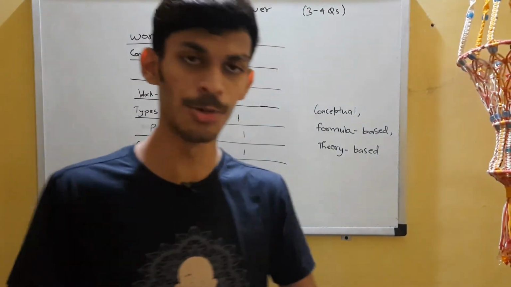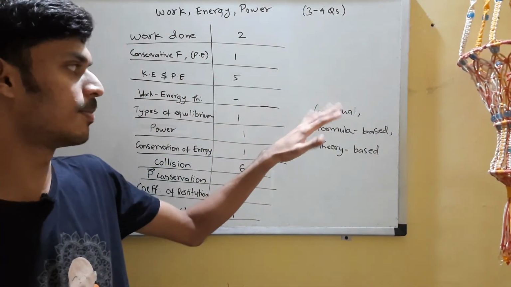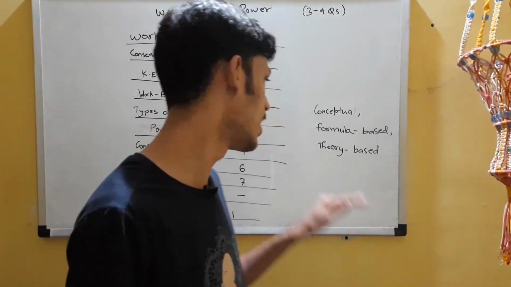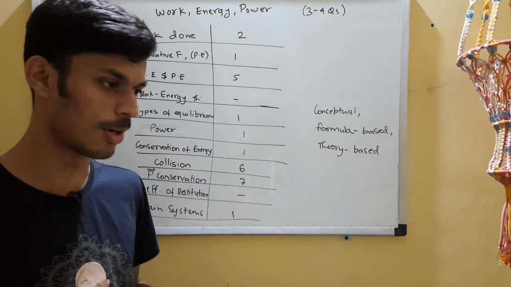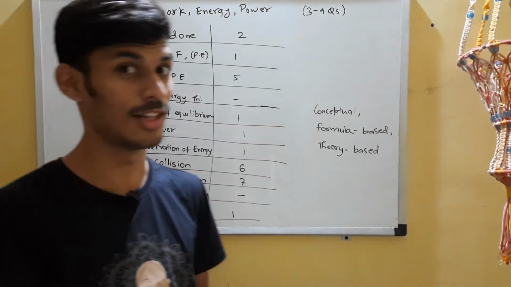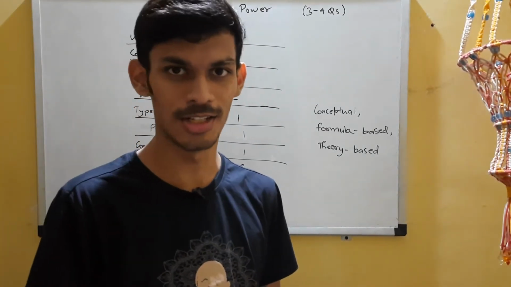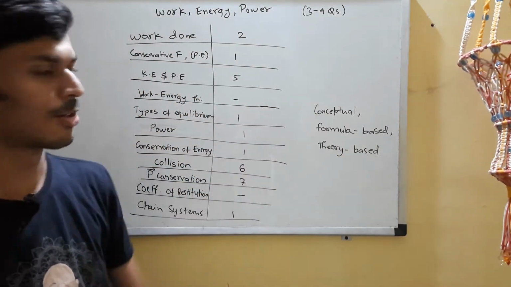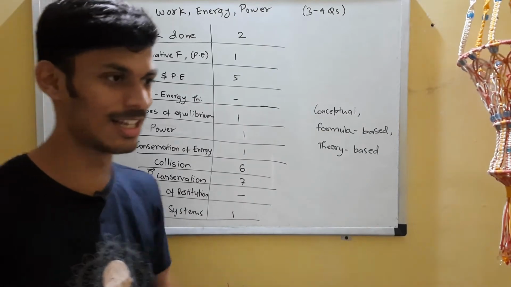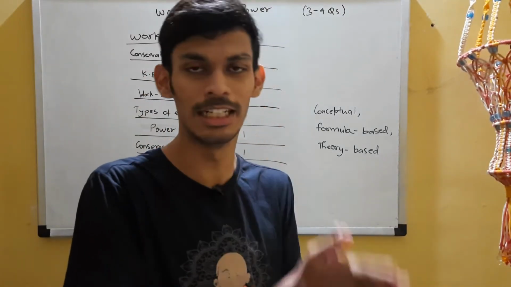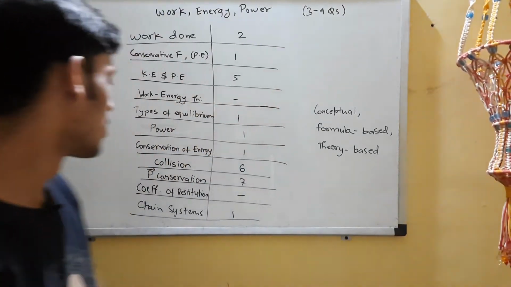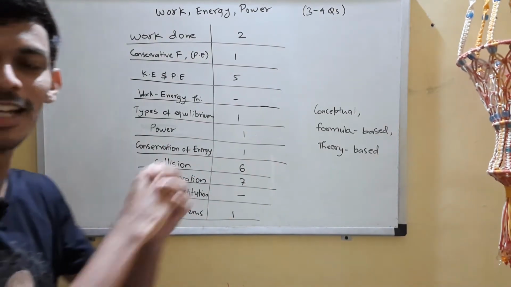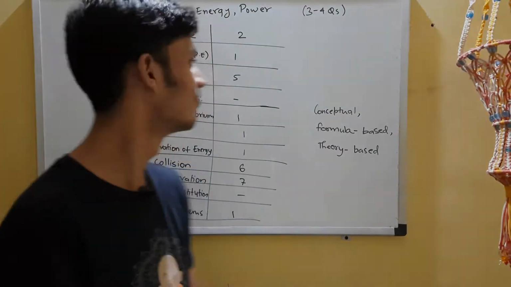Majorly you should focus on the conceptual part of this chapter. You should also learn the formulas properly, and you should also focus on theory, just like the coefficient of restitution value for different types of collisions. So that is theory, formula, F dot d, other formulas, and concepts. Of course, concepts are needed everywhere in physics, right? So I think that is all I have to say about the weightage. Let's dive into a lot of questions now.